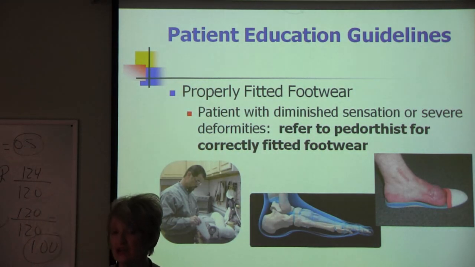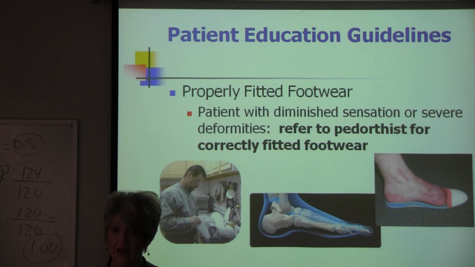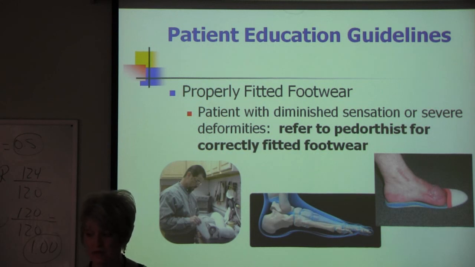What about the patient who has compromised sensation? So they've got some loss of protective sensation, or they have severe deformities. Maybe they have a Charcot foot. Maybe they have a claw foot. They cannot buy shoes off the rack. They have to be professionally fitted, or they're going to have major problems. So we should be referring them. We should have a list of places they can go to assure that footwear is correctly fitted.